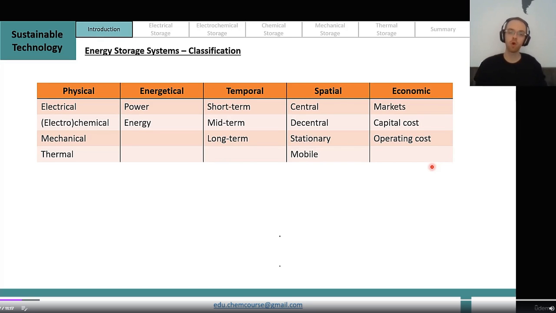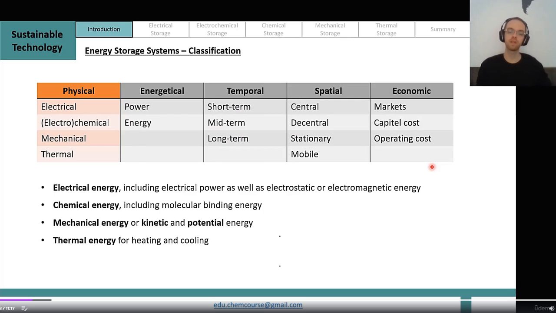While I will cover all of the respective topics when we talk about the individual storage technology, I will classify the energy storages first of all in this physical distinction here. So we will talk about electrical energy, including electrical power, as well as electrostatic or electromagnetic energy. Chemical energy includes, for example, molecular binding energy of chemical molecules. The mechanical energy is usually kinetic or potential energy, and the thermal energy can be used, for example, for heating and cooling.